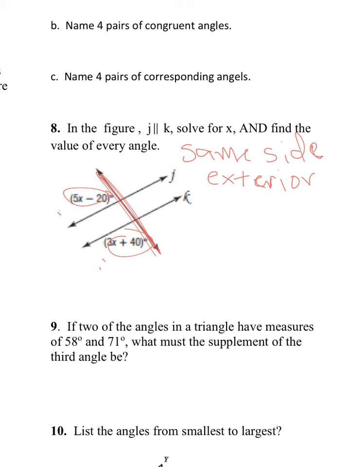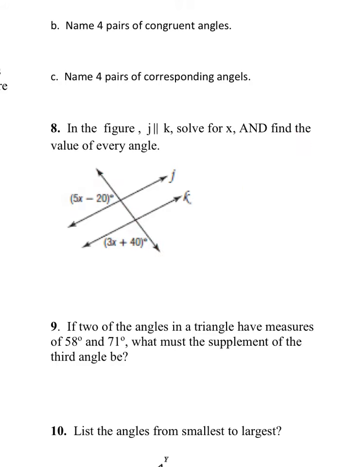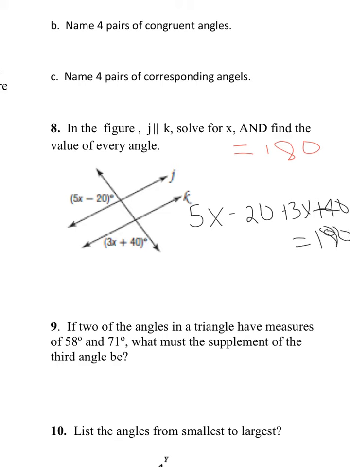All right? Now, anything that's same side or consecutive is going to be supplementary. They are going to equal 180. So that's what we're going to do here. We're going to do 5x minus 20 plus 3x plus 40 equals 180. Got to do a little bit of algebra. It's multiple choice. If you want to guess and check, you have that option, but you should know how to do these. You're going to need to know how to do them throughout the next few years.